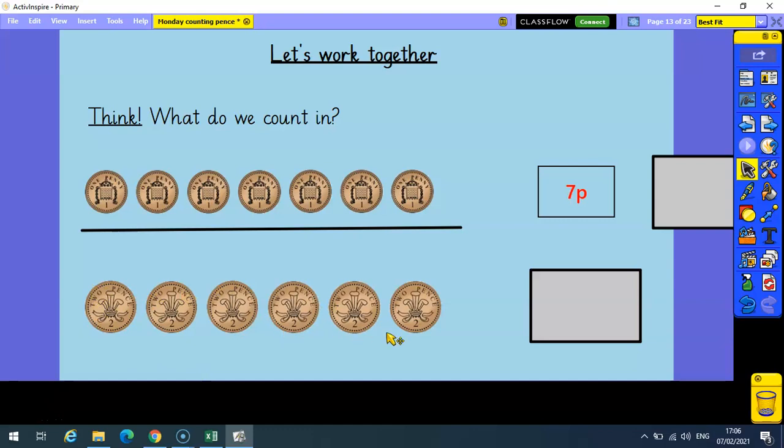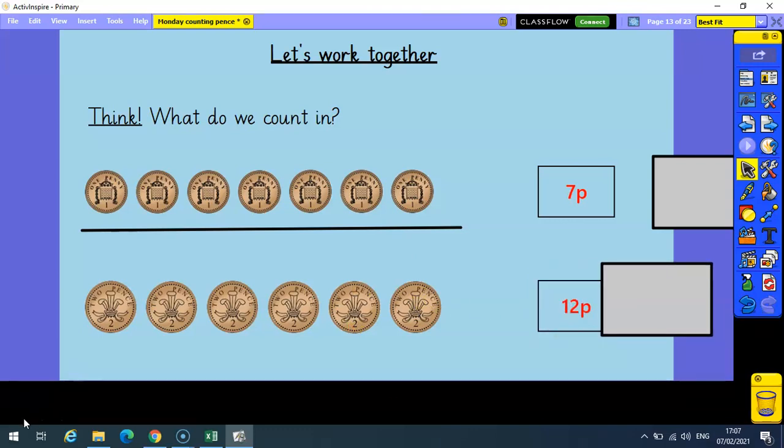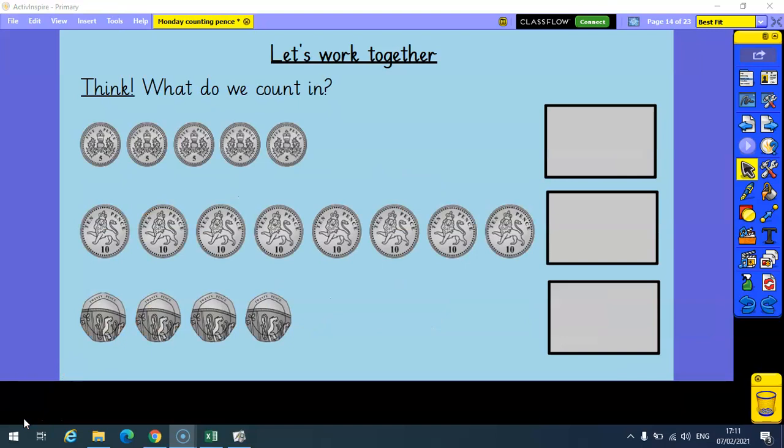When I'm counting in 2p's, what do I count in? What would help me count these 2 pence coins? Aha! That's right, we count in 2s. Because these aren't worth 1. We can't say 1, 2, 3. These are worth 2. So we need to count in 2s. Can you help me? 2, 4, 6, 8, 10, 12. 12p.